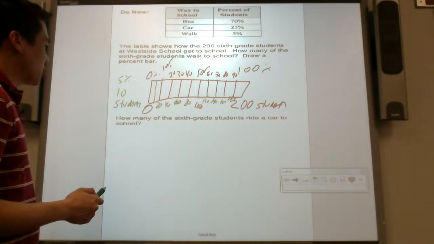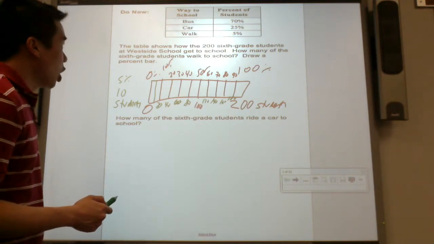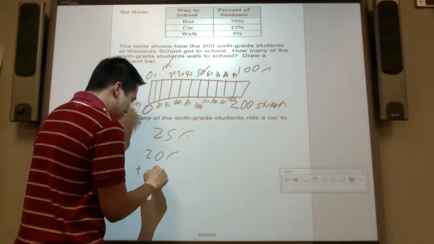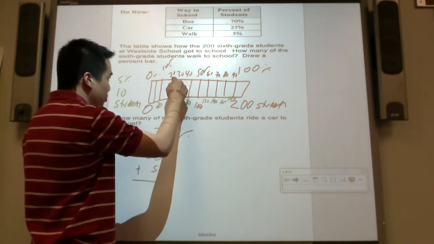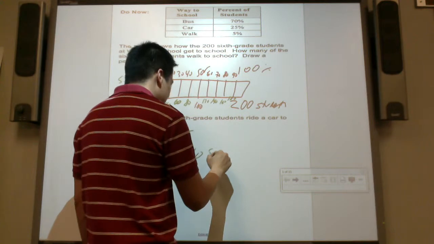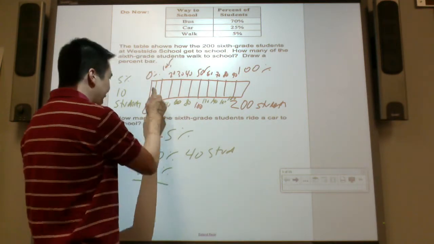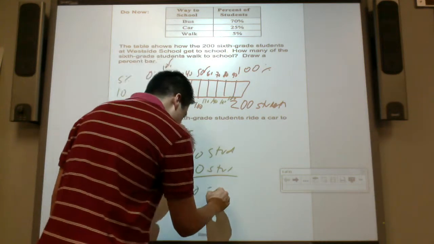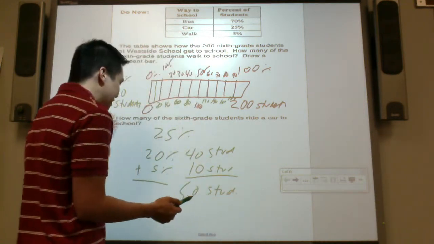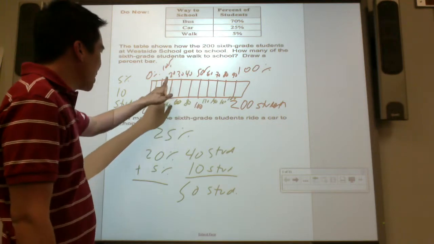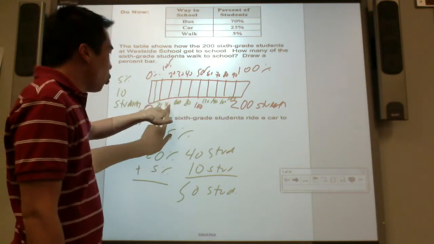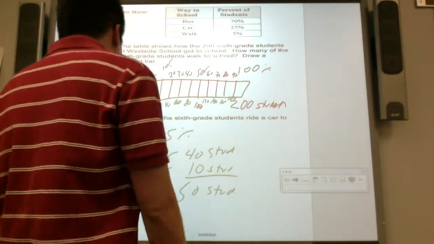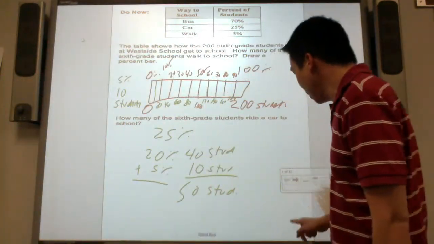How many 6th grade students ride a car to school? Car is 25%. You can break it down to 20% plus 5%. According to this, 20% is 40 students, and 5% is 10 students. So that makes 50 students. Another way you could have done it is this way. We know 25% is between 20 and 30%. What number is between 40 and 60 students? 50 students. That's the midpoint of it.